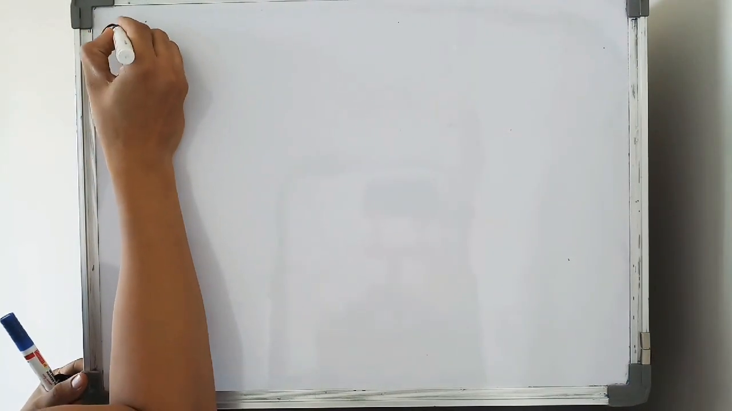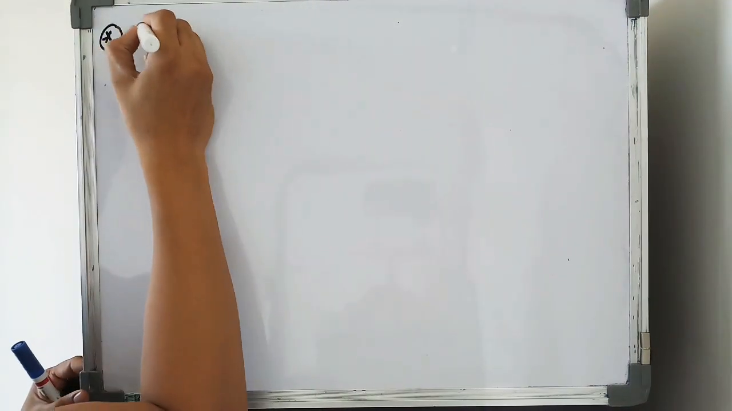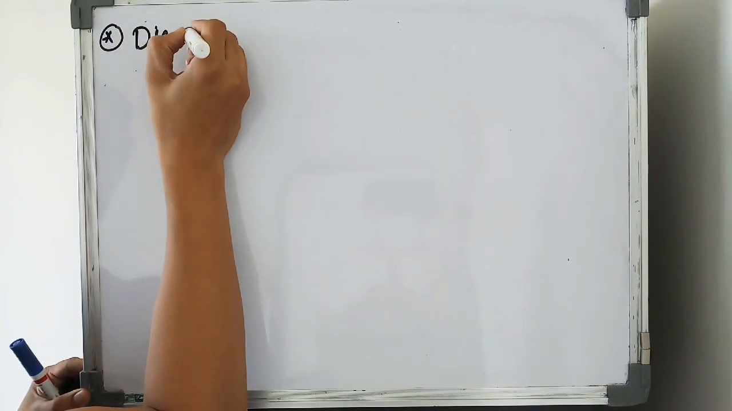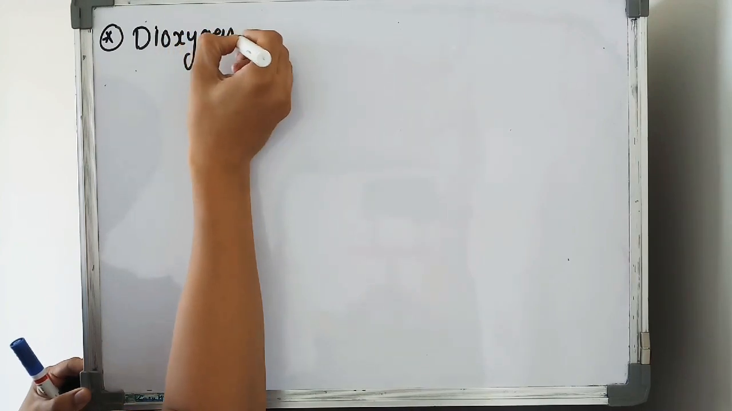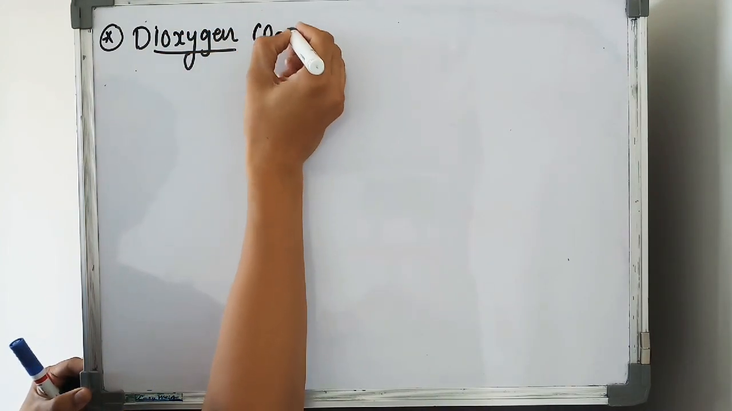Now, in this lecture, we are going to study the different types of compounds that are formed with the help of group 16 elements. So first, take a look at the preparation and properties of oxygen. Dioxygen, O2.